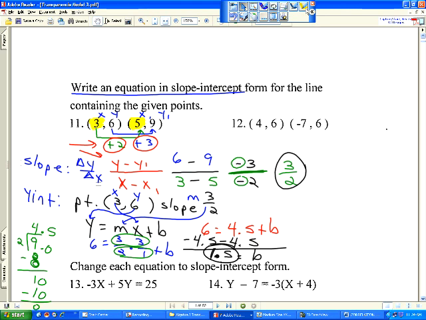My slope-intercept form then is y equals, what goes next? Slope, 3 over 2, times x. What goes next? Y-intercept, plus 1.5, or as an improper fraction, it would have been 3 over 2, just like the slope. Any questions on number 11?